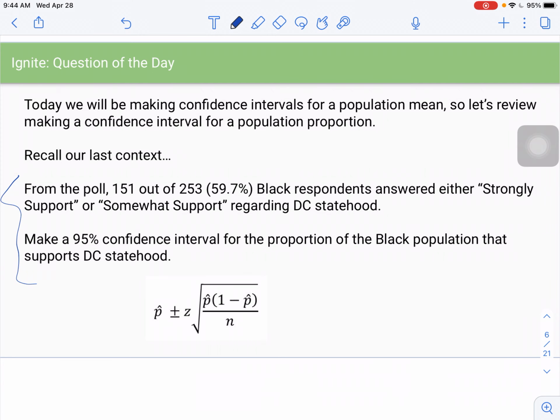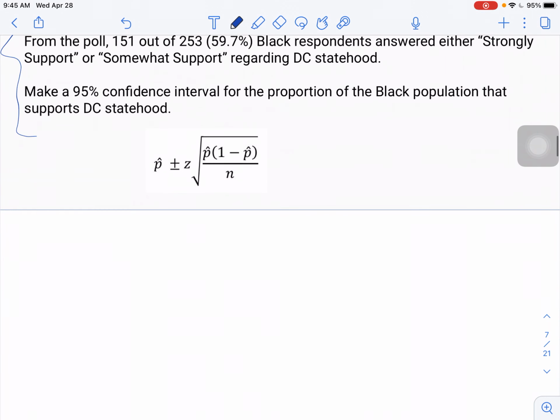Okay, welcome back. All right, so here's the formula for the confidence interval. Remember that p hat is that 0.597 from the survey. The n value was 253. And the only other thing we need to put in there, remember, is that critical z-score. And that, remember, comes from your confidence level, so that 95% confidence.